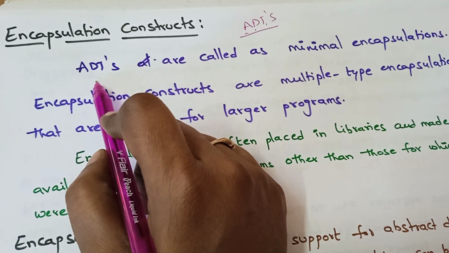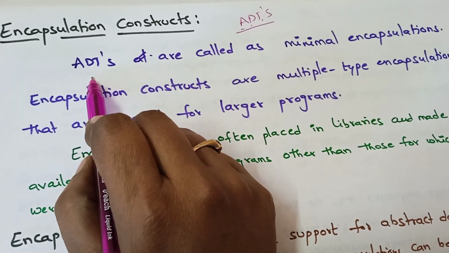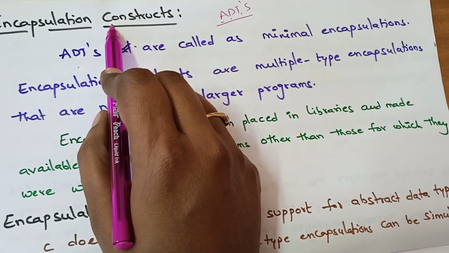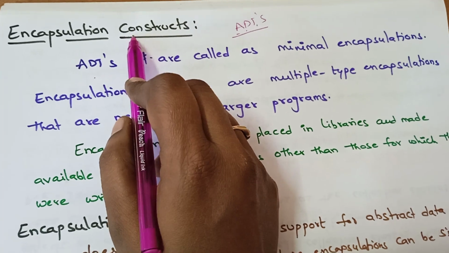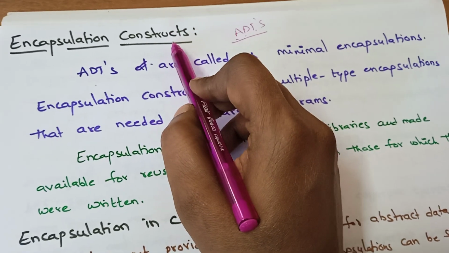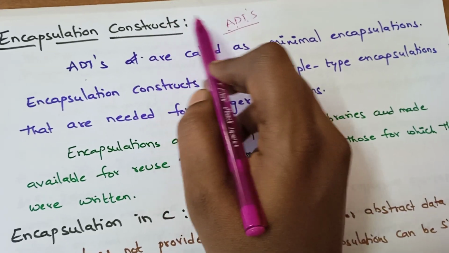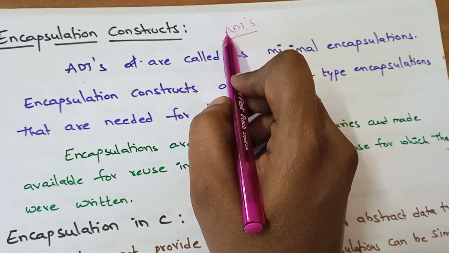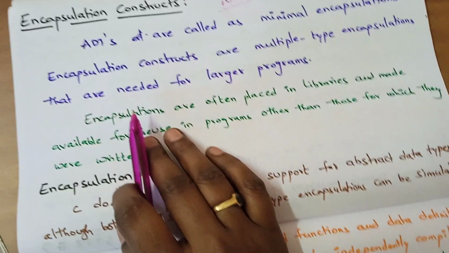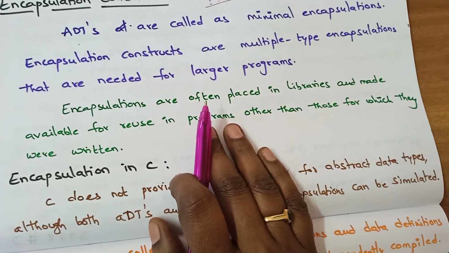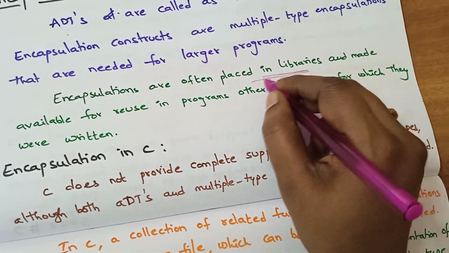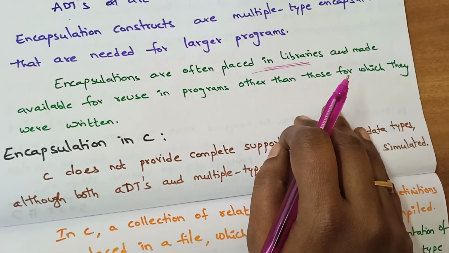ADTs are called minimal encapsulations. Encapsulation constructs are called multiple type encapsulations, which are required for larger programs, right? So both represent encapsulation, and basically encapsulations are often placed in libraries and made available for reuse in programs other than those for which they were written.